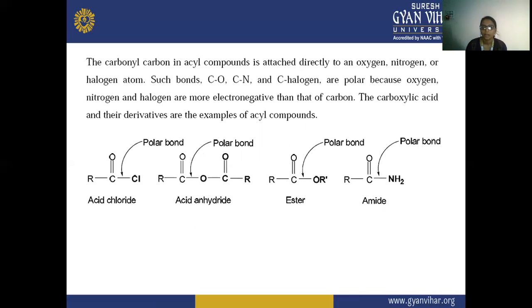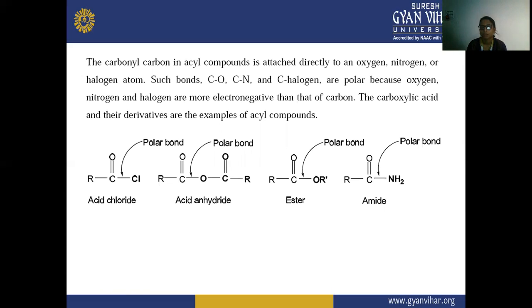So the carbonyl carbon in an acyl compound. Here, in the case of an acyl compound, it is attached directly to an oxygen, nitrogen, or halogen atom. Such bonds, C-O, C-N, and C-halogen, are polar because oxygen, nitrogen, and halogens are more electronegative than carbon, and carboxylic acids and their derivatives are examples of acyl compounds.